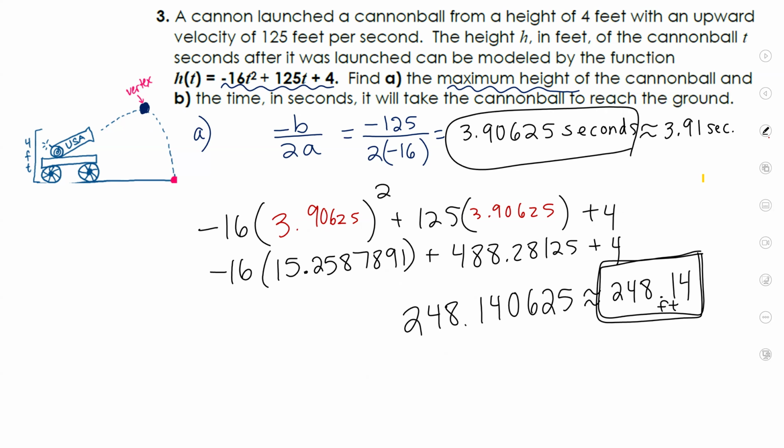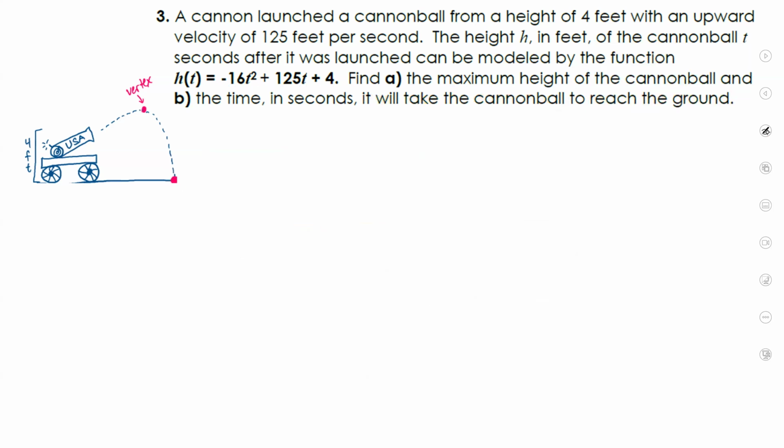Part B says, how long will it take the cannonball to reach the ground? So guys, look. I want to know when the cannonball is going to land right here and hit the ground. That means we are going to look for the x-intercept. So we're going to use the quadratic formula, okay? So let's figure that part out.